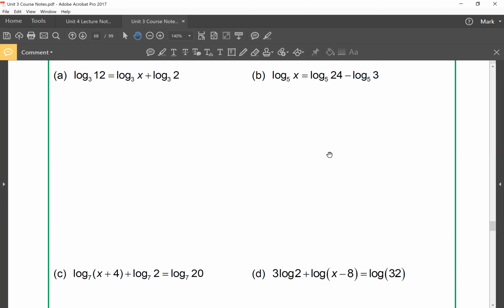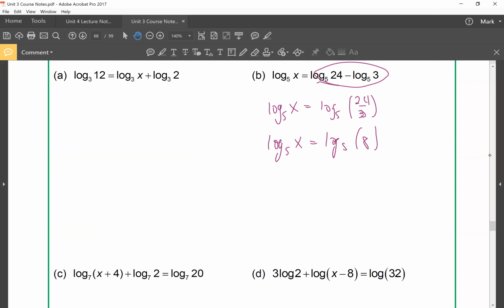Okay, so first things first, we're going to combine our terms here. So log 5x equals log 5, 24 over 3. Sorry, that doesn't look like a 3. There we go. It still doesn't look like a 3. So that would be log 5x equals log 5, 8.